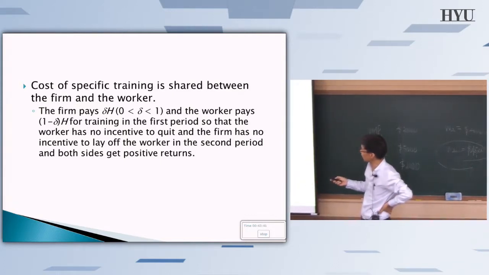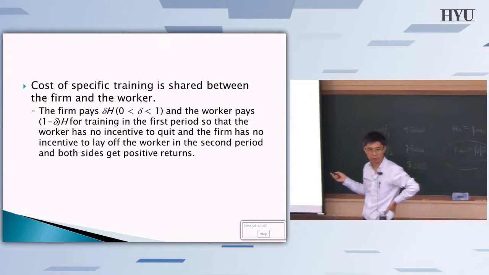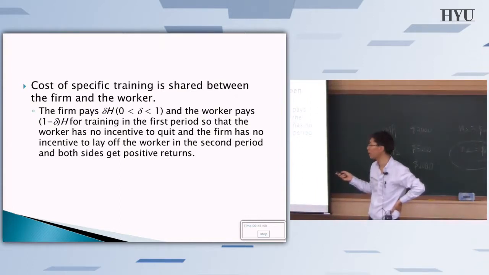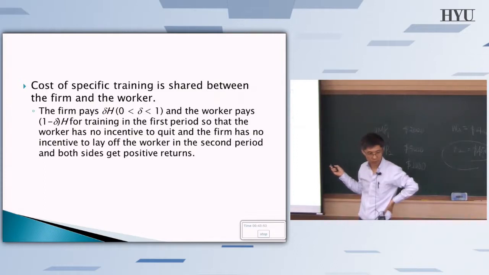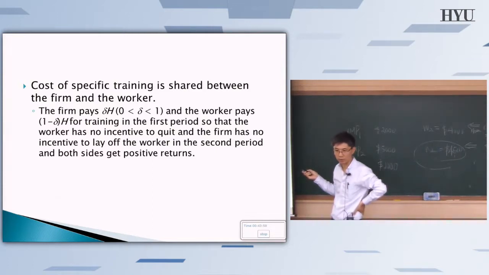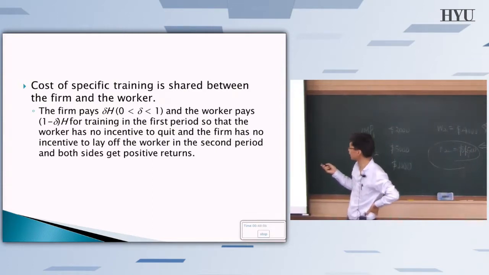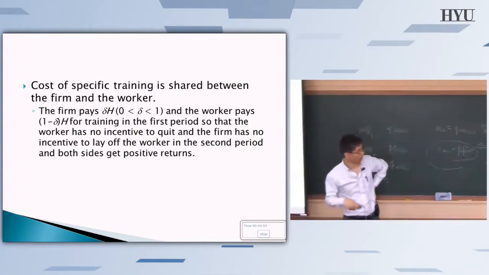So the worker pays for training in the first period, so that the worker has no incentive to quit. Okay, it simply means that the worker is paid more here than elsewhere. And then the firm can do that because the firm paid only a small amount in the first period for the training. And the firm has no incentive to lay off the worker in the second period.